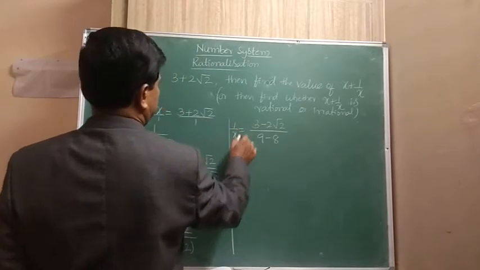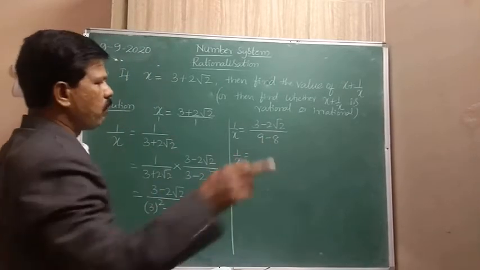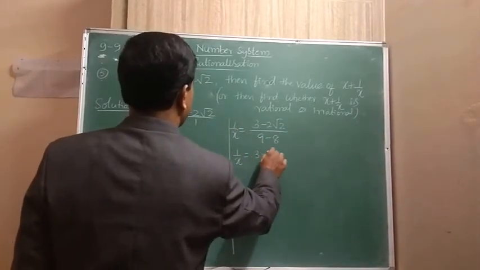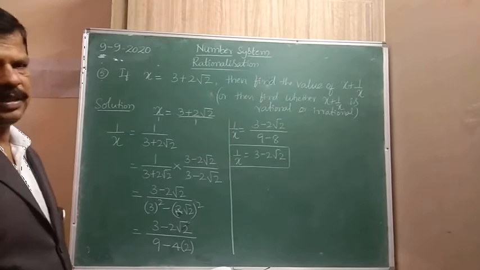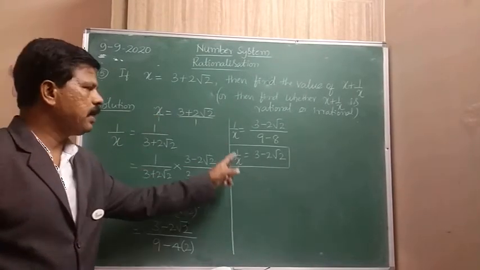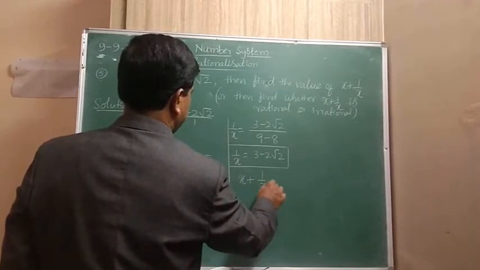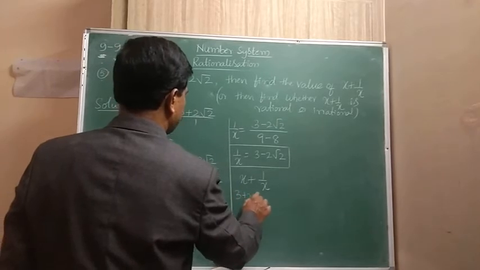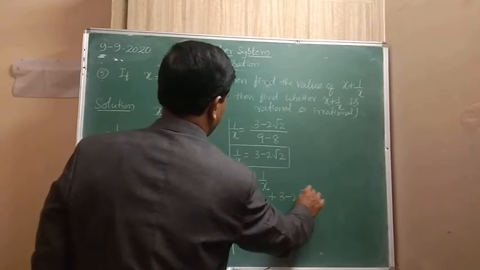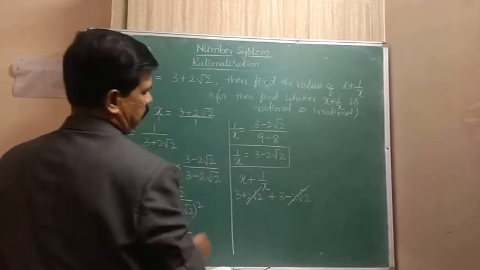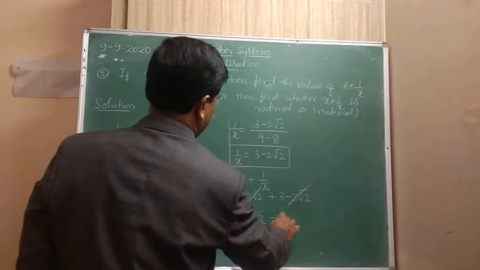Here is 1 by x. Therefore, 1 by x is equal to 9 minus 8, which is 1. Therefore 1 into 3 minus 2 root 2 is 3 minus 2 root 2. This is the value of 1 by x. Now x is this, 1 by x is this. Now take the value x plus 1 by x. x is 3 plus 2 root 2 plus 1 by x, which is 3 minus 2 root 2. Now these two get cancelled. 3 plus 3 is how much? 6. So this is rational.